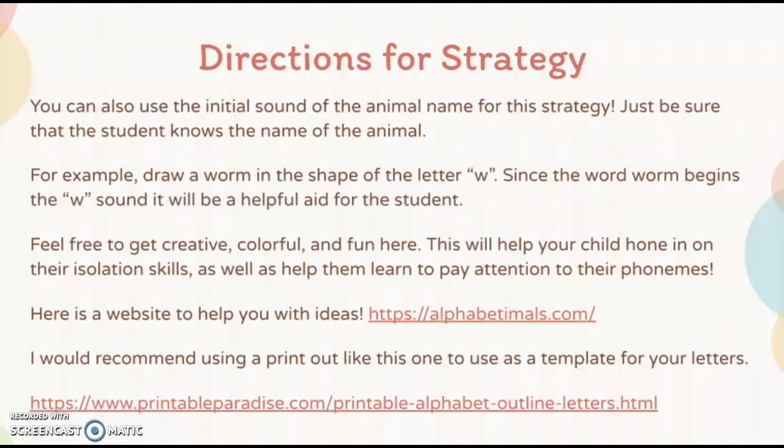You can also use the initial sound of the animal name for this strategy. The only thing is to be sure that the student knows the name of the animal and can identify it. For example, draw a worm in the shape of the letter W. Since the word worm begins with the W sound, this will also be a helpful aid for the student.